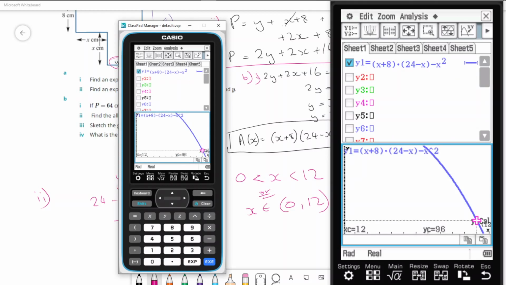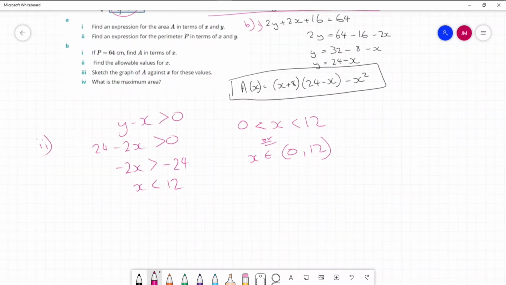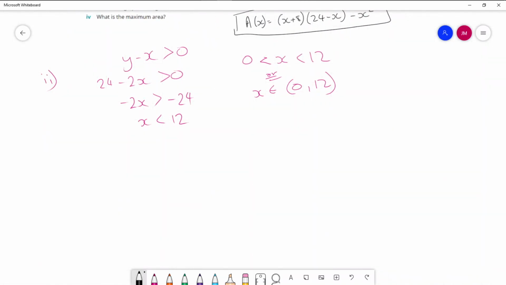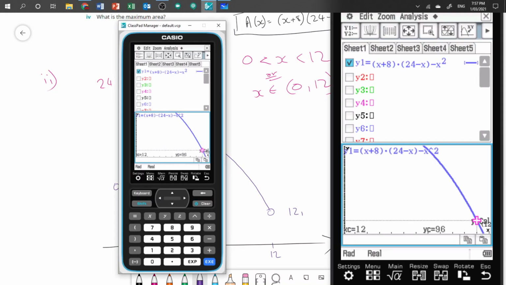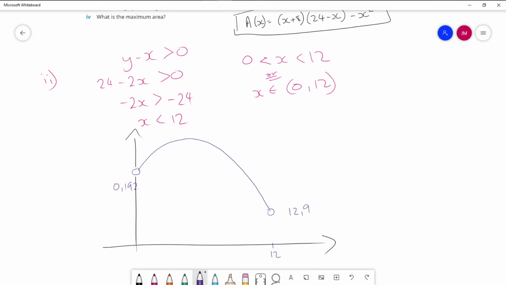Okay, so on my sketch, alright, haven't finished yet. There's my sketch. It was at 0, 192, and that was terrible by me. It should be a hollow circle, and it went up, and then it came down to 12. Was it 90 something? 96 maybe? Yep, 96. So that's our sketch.